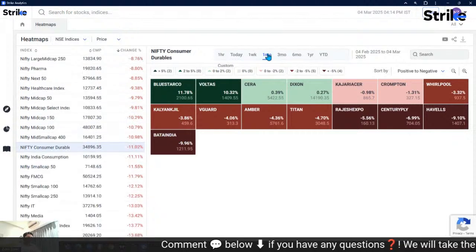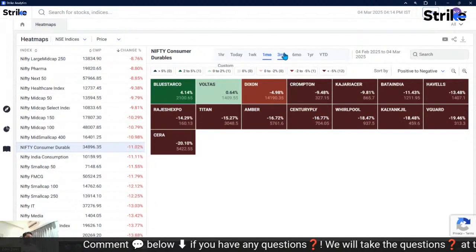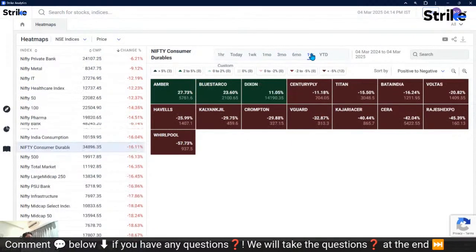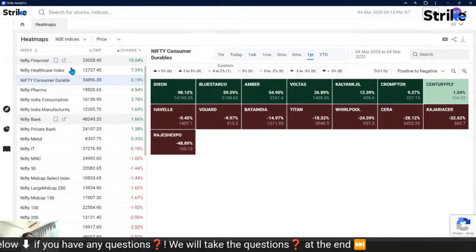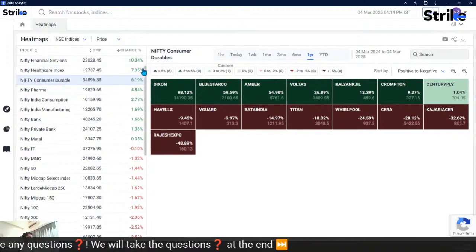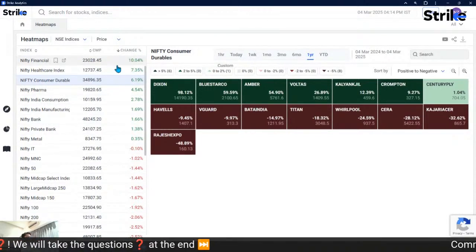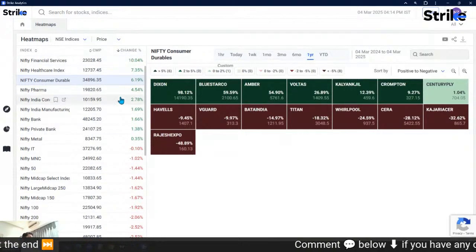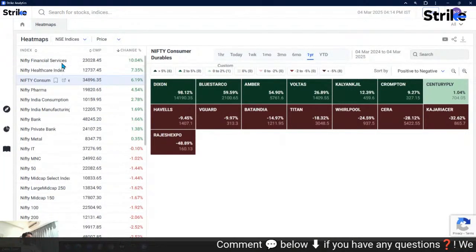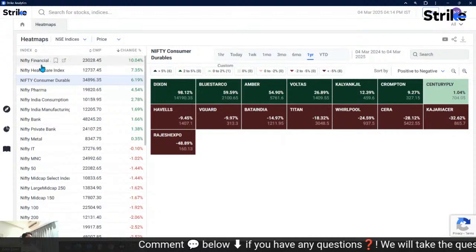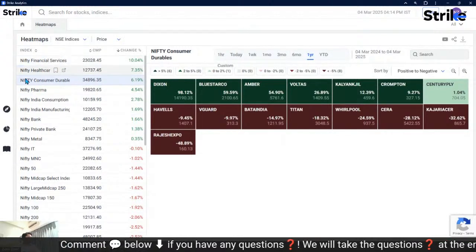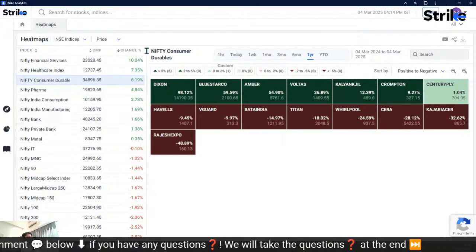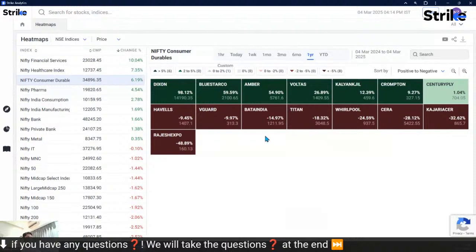Similarly, 1 month, 3 months, 6 months, 1 year. So in the last 1 year, you can see that Nifty financial services is the one to go up by 10%. So in the last 1 year, Nifty Financial, Healthcare, Consumer Durables and Pharma are the outperformers.